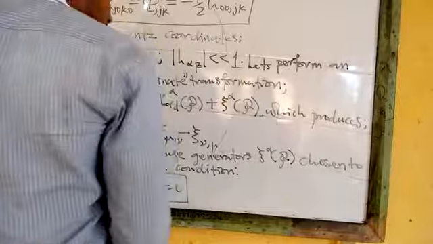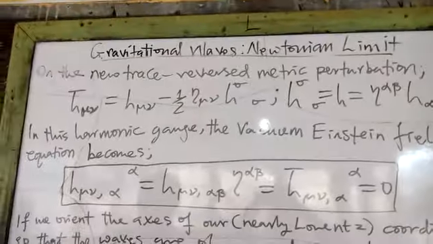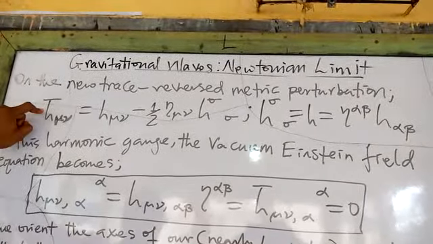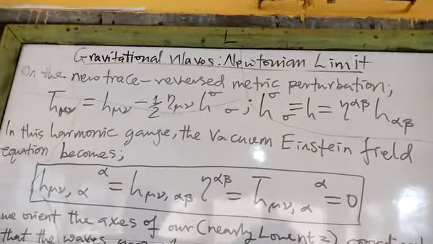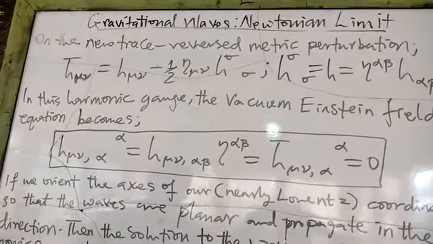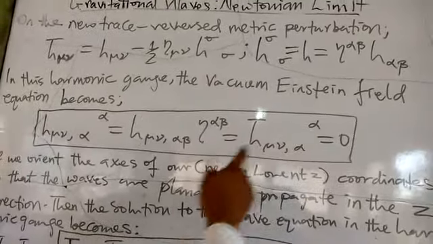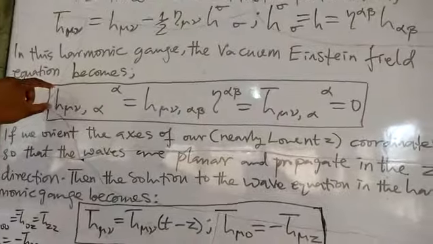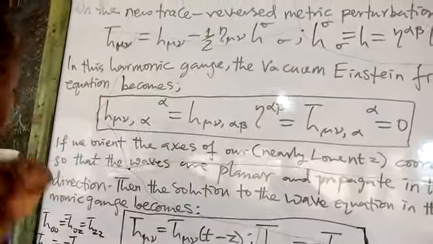So I'm going to erase this now. Like we stated, we are going to be applying the harmonic gauge on the new trace reverse metric perturbation, which is written as that. This is what we mean by the trace reverse metric perturbation. In this harmonic gauge, the vacuum Einstein field equation is given by that. So for the trace reverse metric perturbation, this is equal to 0, and also for just the metric perturbation, not trace reversed, this is also equal to 0. This can also be written as that.